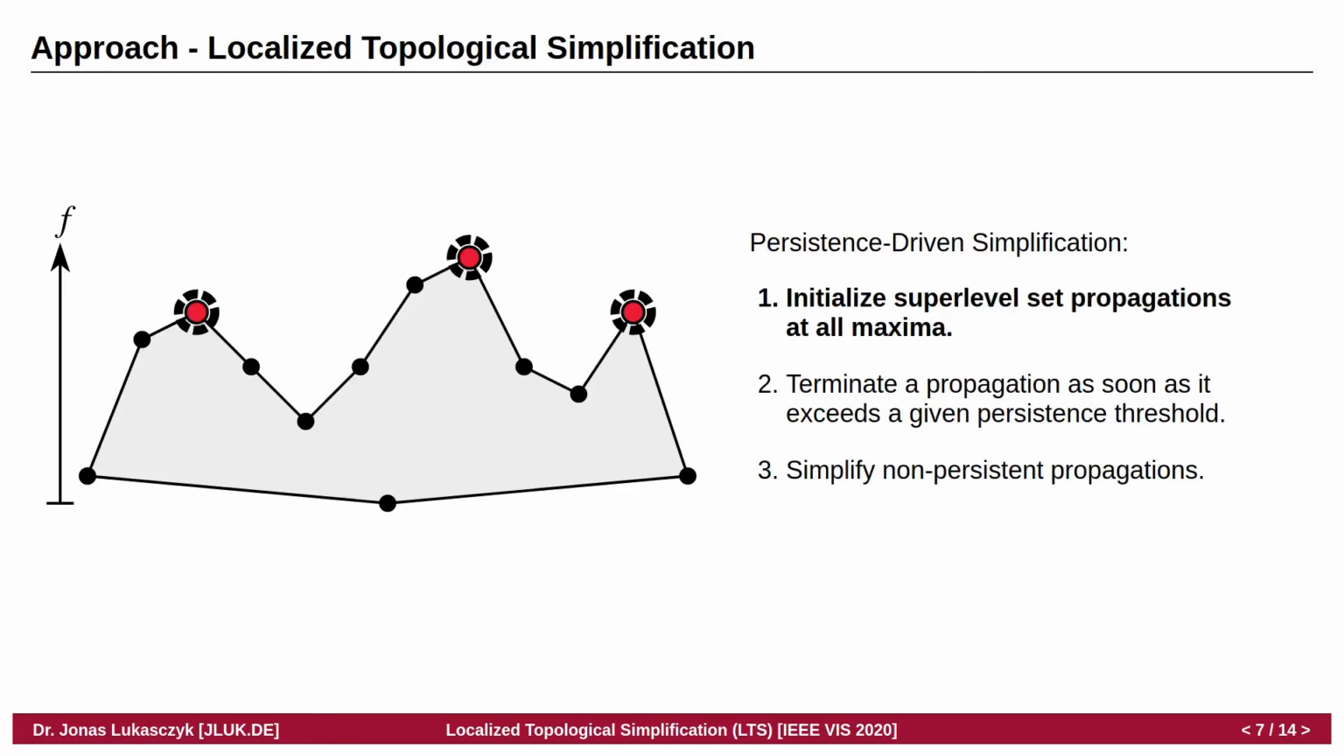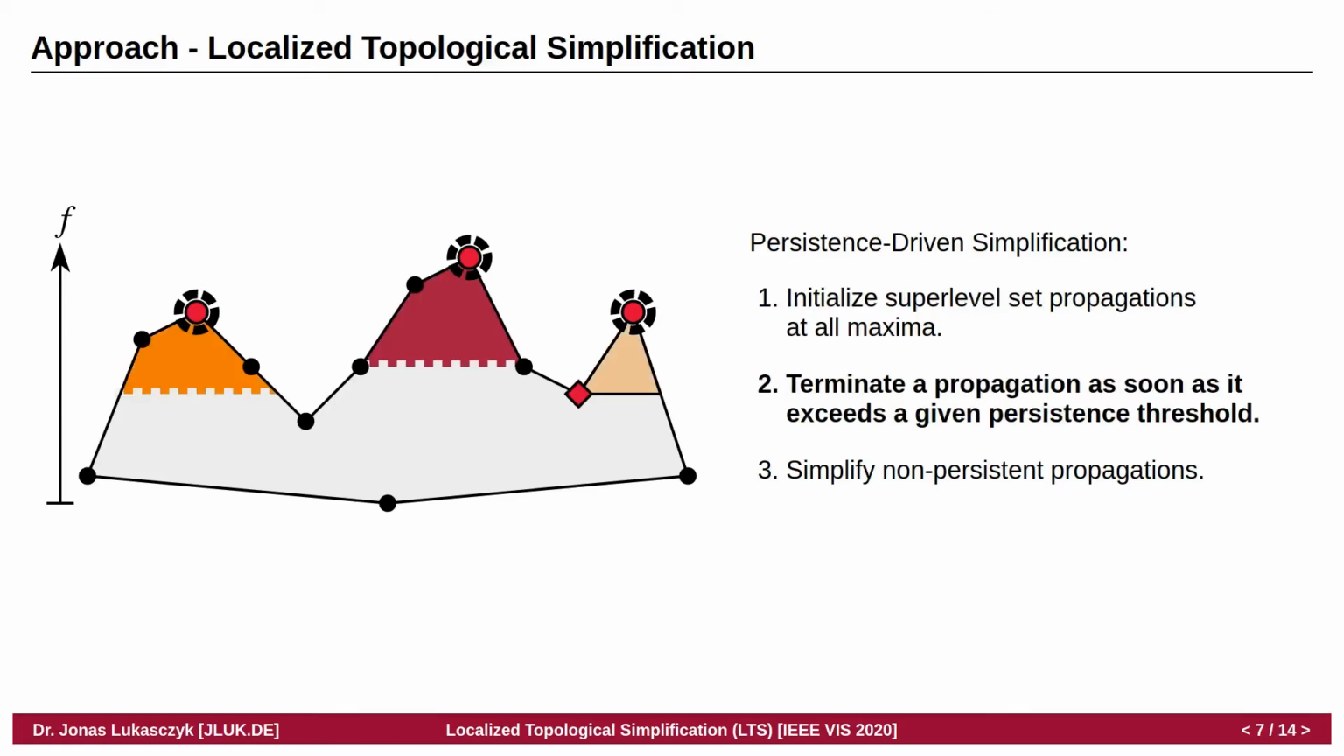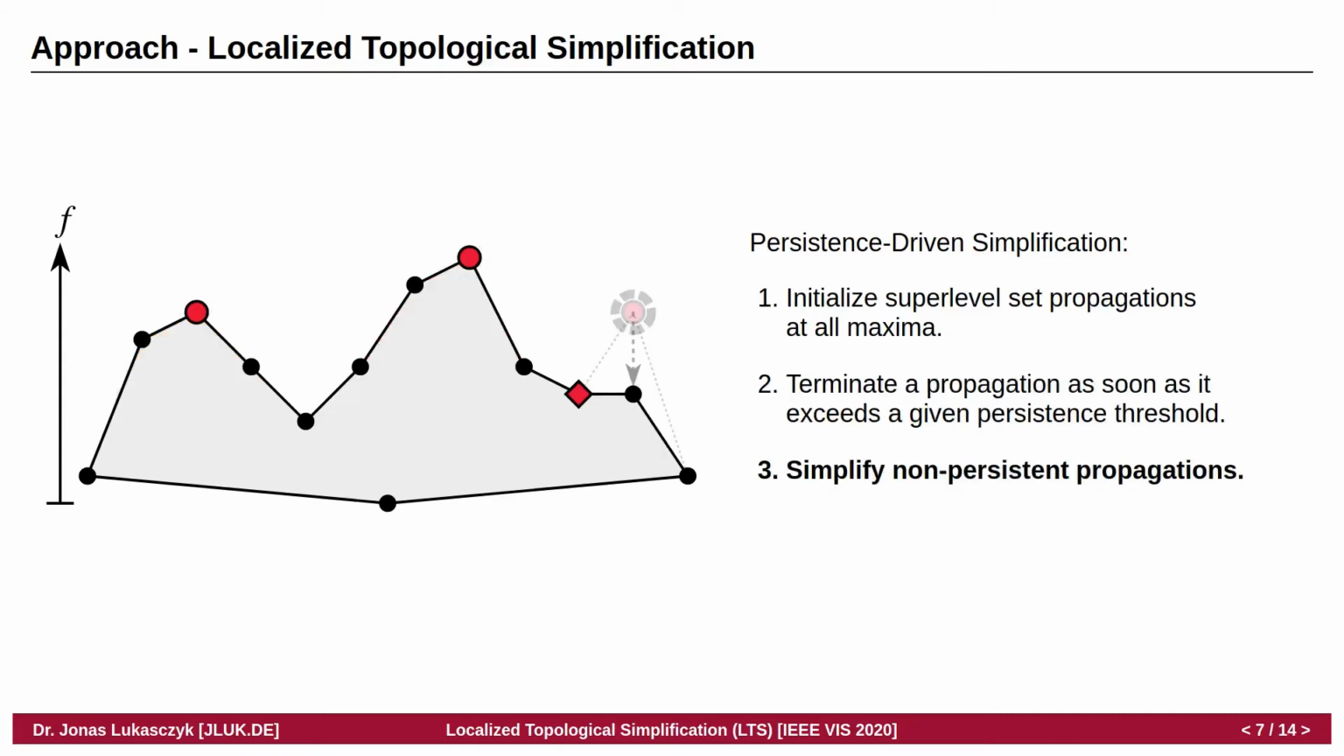So for this, LTS initializes for each maximum a superlevel set propagation as described before, but with the additional constraint that the propagation terminates as soon as it exceeds a given persistence threshold. After all propagations terminate, we know which propagations did not exceed the persistence threshold and therefore need to be simplified. This early escape provides a significant speedup over the previous approach, as we do not have to compute all persistence pairs in the preprocessing step.